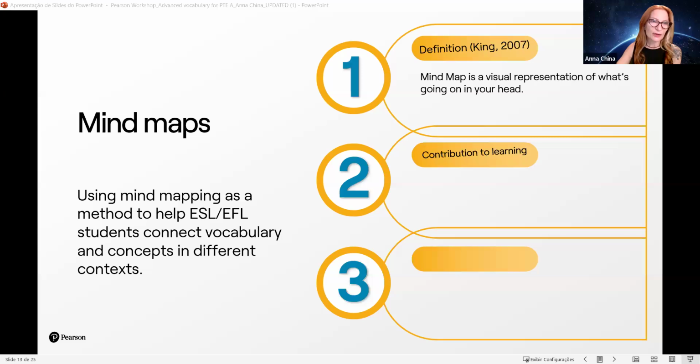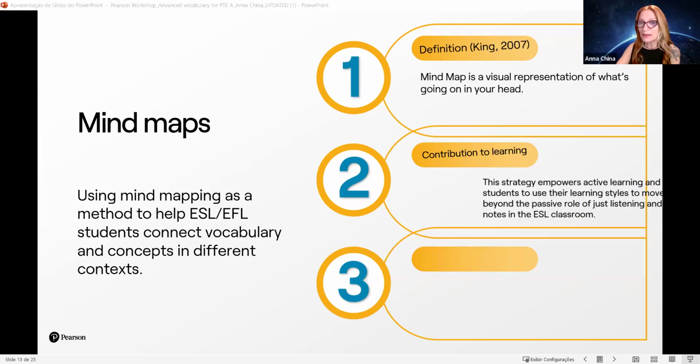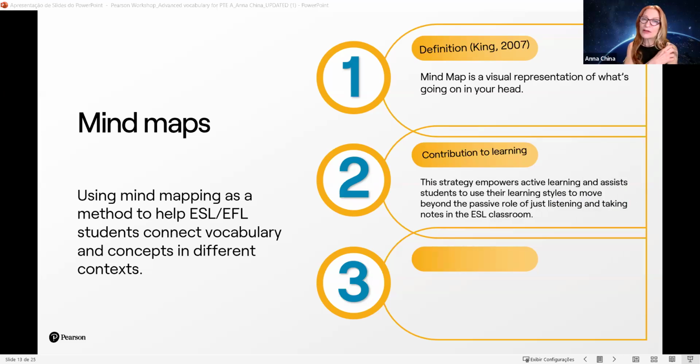Yes, of course. There you go, Daminpreet. There are so many strategies that they can learn. Visualization, the set of words, certainly. Mind maps is one. So the strategy really empowers active learning and assists students to use their learning styles to move beyond the passive role. So that's what I really like about the mind maps. The students have to put themselves out there. They have to really produce, and not in a regular way, like we know, fill in the gaps, do this, do that. But no, they go beyond.